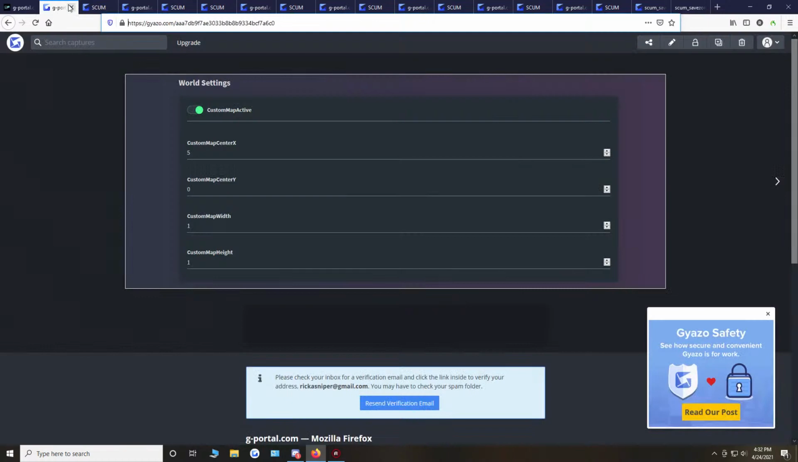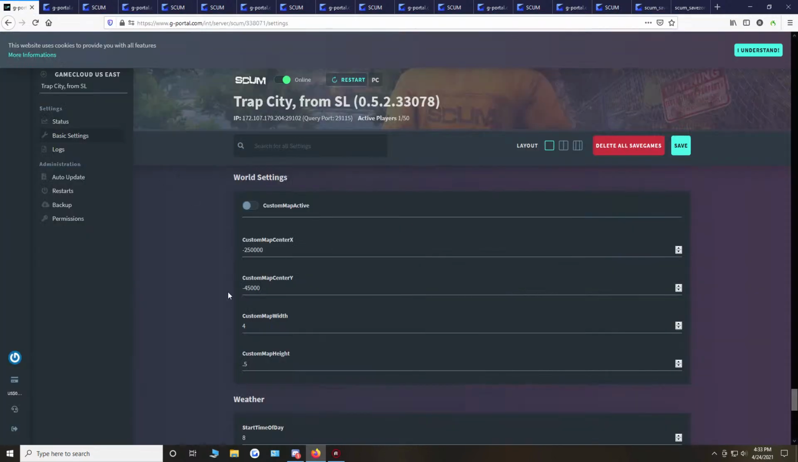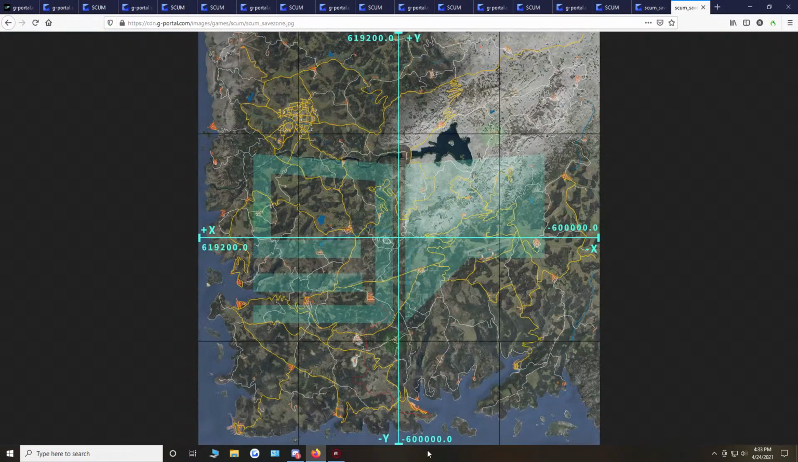Now they have these little arrows over here, and this is what confused me, because when I was scrolling down to zero, it wouldn't go below zero, so I couldn't do a negative. And clearly on the map you have negative values here. So you have to actually just manually put them in. That's what I had to figure out, and the numbers actually go to 600,000.